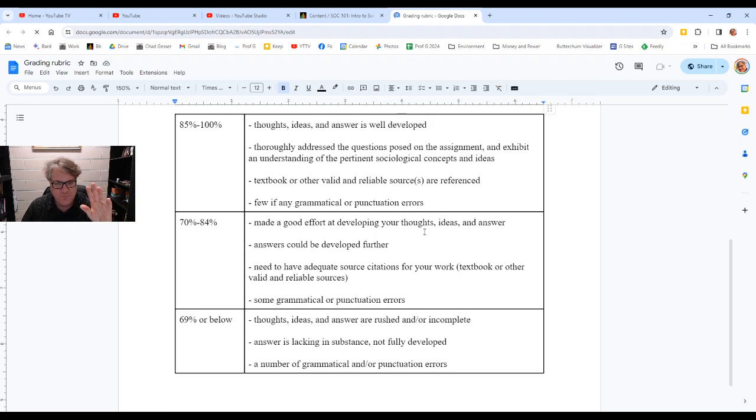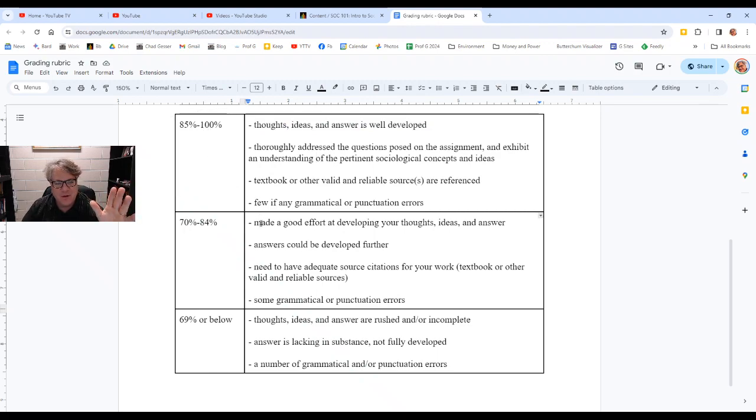Essentially, if your thoughts, your ideas, and your answer are well developed, that's the most important thing. When you look at these boxes, they go from the first thing being most important down to the last thing in level of importance. So develop your ideas, address the questions in the assignment, do these things, and if you do them very well, then your grade is going to be close to the upper top of the A.